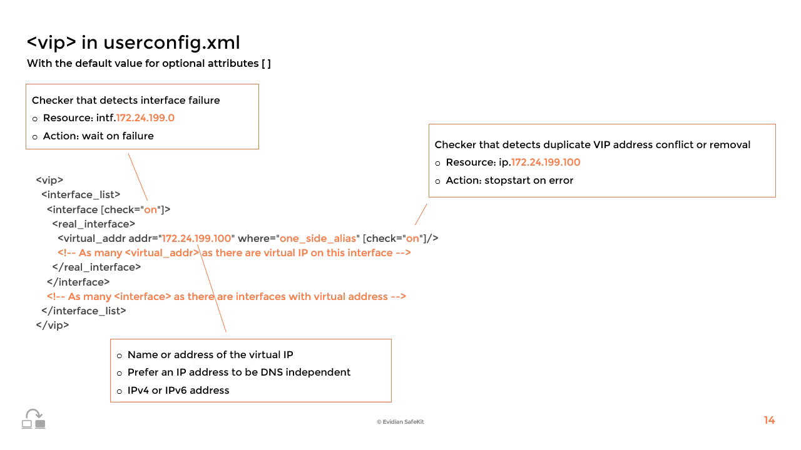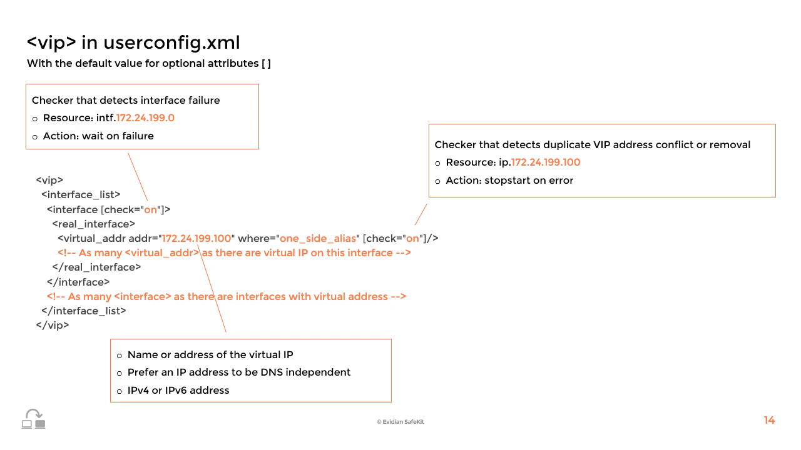Virtual IP addresses are configured in the VIP tag of userconfig.xml as presented in the slide. The check attribute set to on in the interface tag means that a checker will detect interface failures. As shown in the text box of the slide, a resource is associated with this checker, and the action taken on interface failure is to put the module in the wait state.